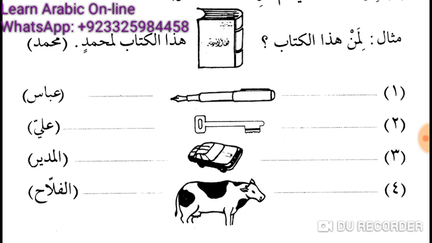Al-kalamu, the pen. Liman hadha al-kalamu? Hadha al-kalamu li Abbasin. Okay, I see the name over there. Correct. Liman hadha al-miftahu? Yes. Hadha al-miftahu li Ali. Li Aliyyin. Yes, li Aliyyin, correct.